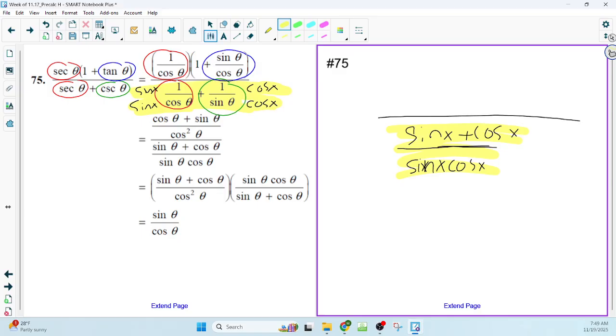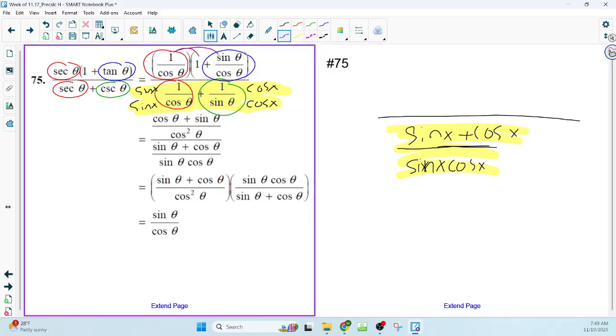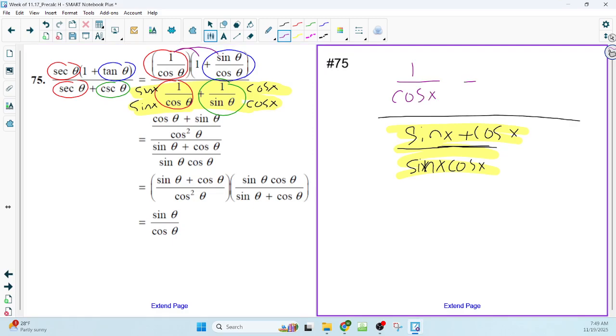The top, I almost wonder if they're just going to distribute that and see if it comes out any better. So I think what they're going to do is they're going to distribute that. Let's go purple. We haven't done that yet. We'll distribute this, and we'll get 1 over cosine of x plus sine of x over cosine of x. This is a pretty tough problem. I will give you that. Okay, that looks good. Is this squared, though?